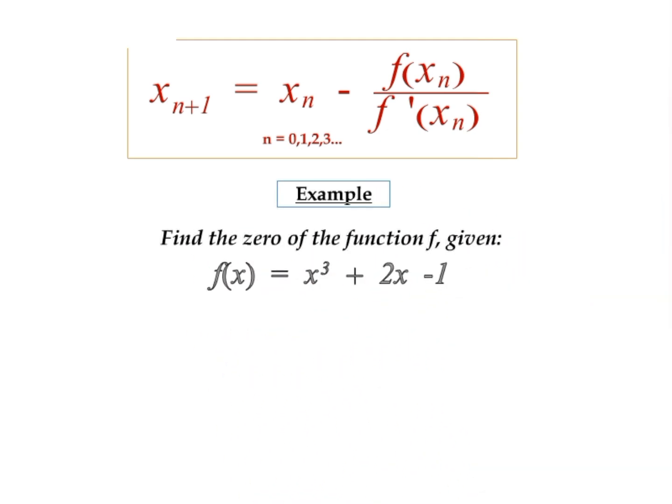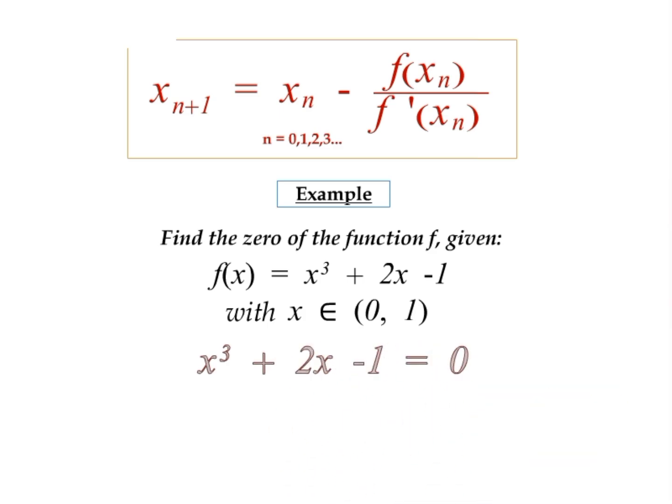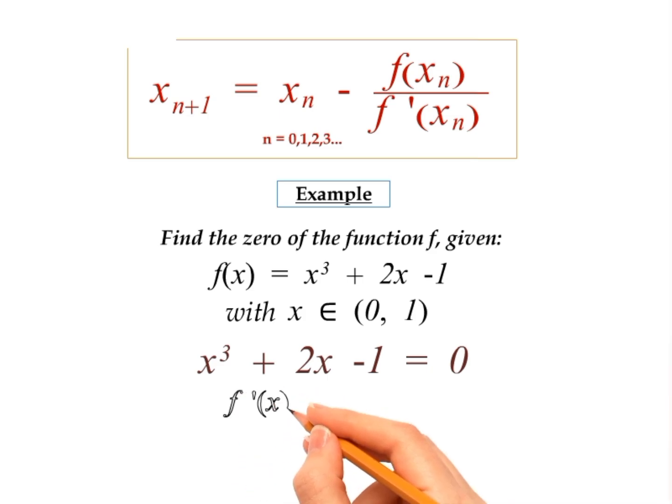Find the zero of the function f, given f of x is x cubed plus 2x minus 1, with x being between 0 and 1. In other words, we are to find the value of x which satisfies the equation x cubed plus 2x minus 1 equals 0. Since we will be using the Newton-Raphson formula, we will need to find the derivative of the function f, as it has a role to play in the formula. f prime is 3x squared plus 2.